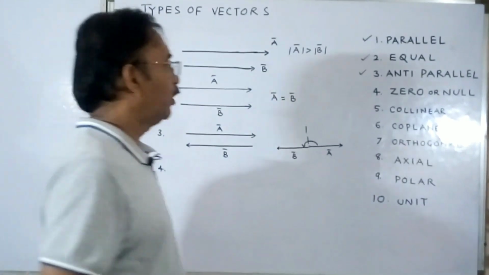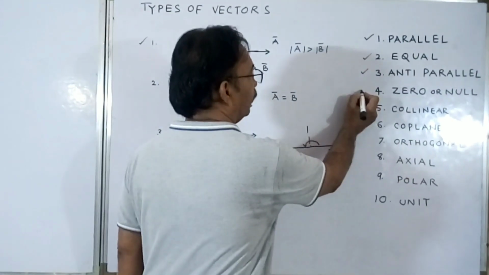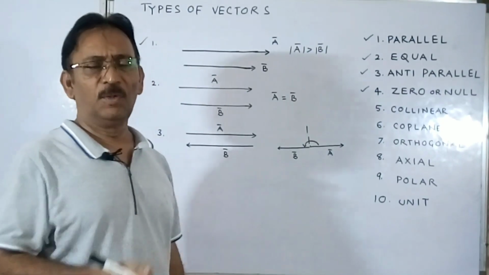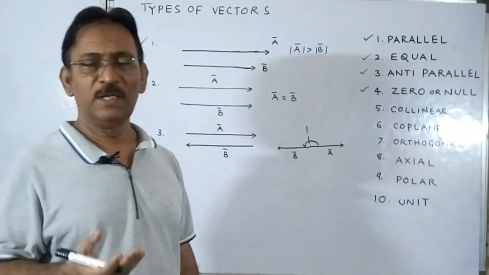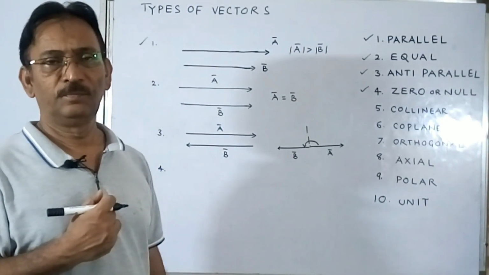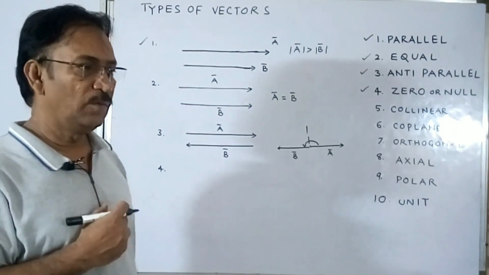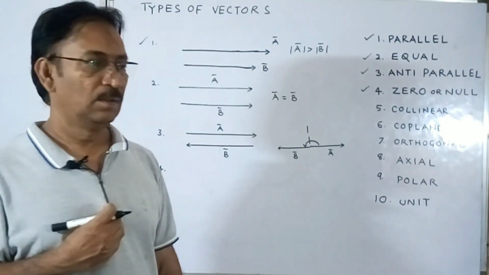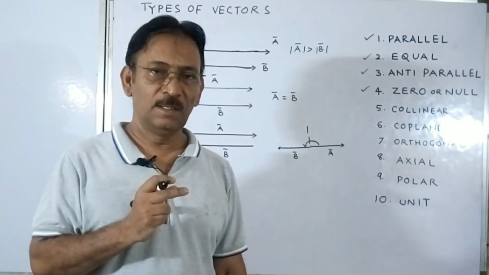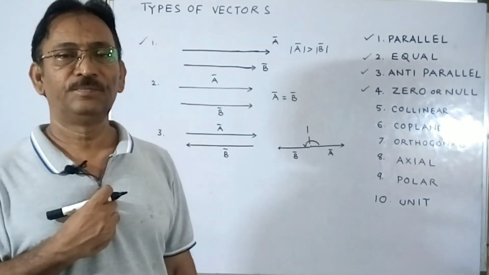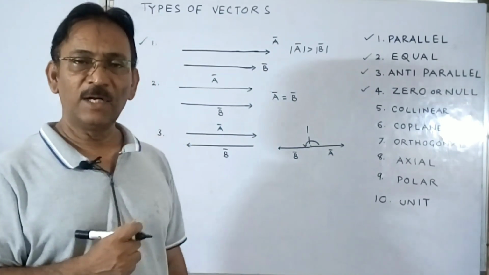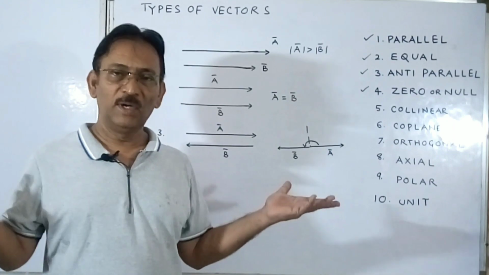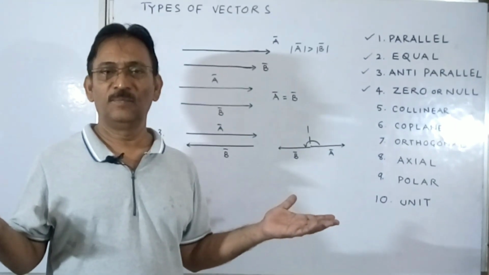Now students, we are talking about the zero vector, or we call it the null vector. It's simple. A zero vector is a vector whose magnitude is equal to 0. A vector with magnitude equal to 0 is known as the zero vector, but it has a direction, and the direction of the vector is arbitrary.